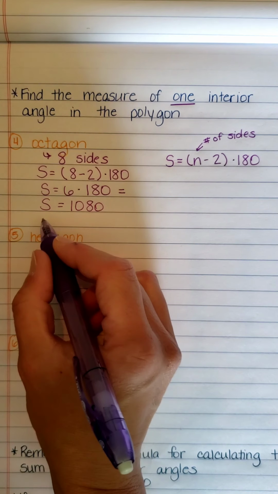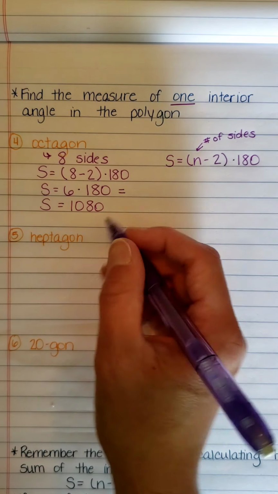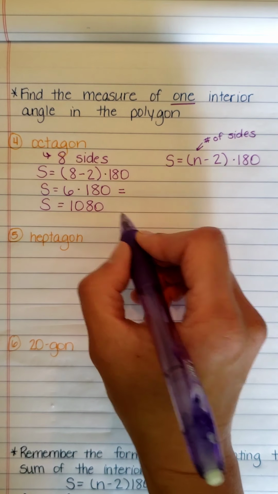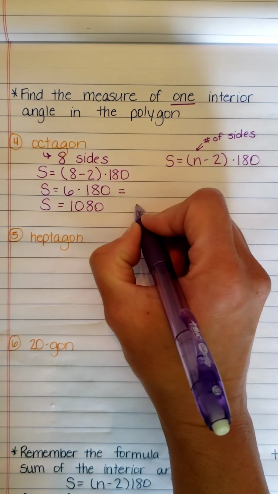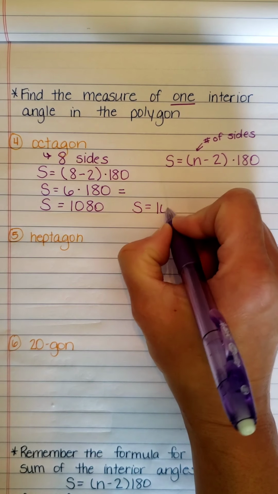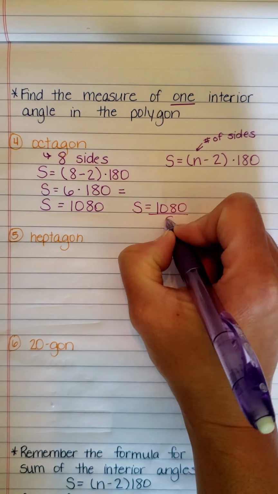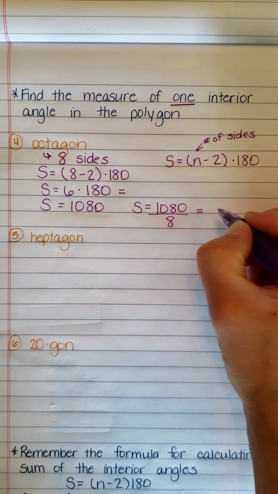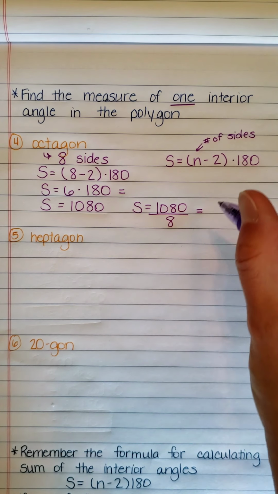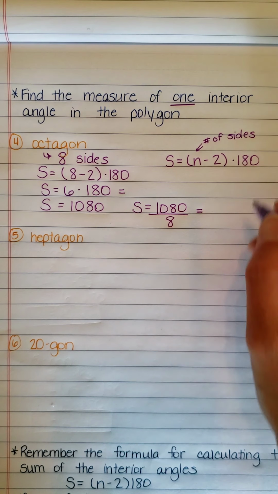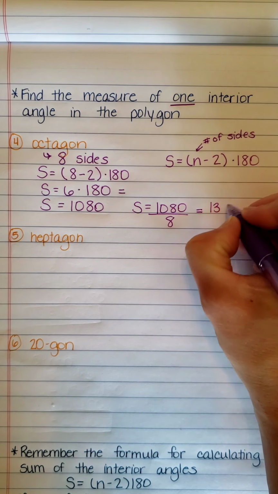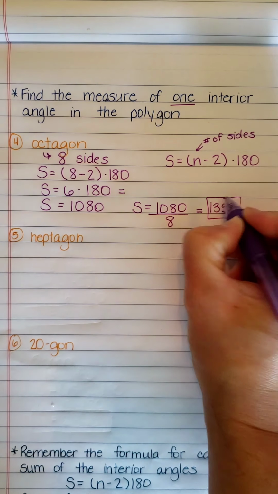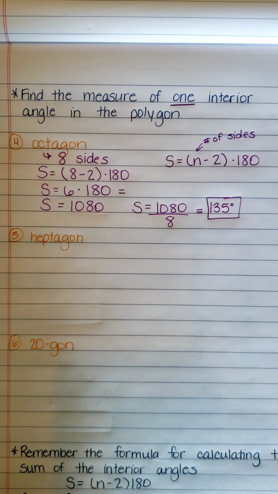Now, this is all of the angles. Well, how many angles does an octagon have? An octagon has 8 angles, okay? So we would take this number and divide it by 8 because we want to find the measure of each angle. So by dividing it by 8, that will give us the measure of each angle. So 1,080 divided by 8 is going to equal 135 degrees. So that means each angle measures 135 degrees.